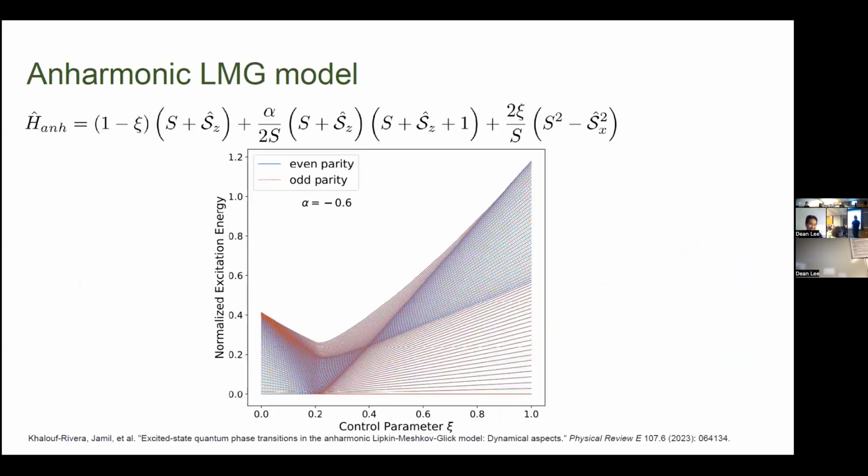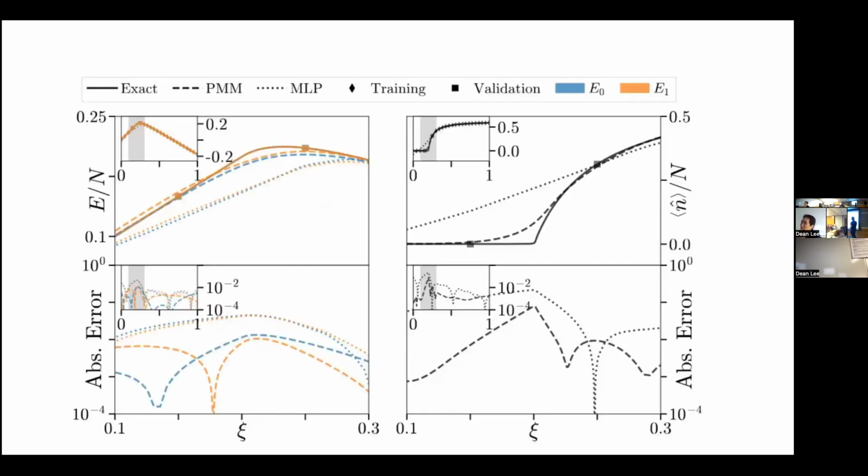To test on a harder problem, we took the anharmonic Lipkin model from this paper, where you have this anharmonic term alpha. In this figure, it's set to -0.6, and they varied it given this control parameter. So we took this Hamiltonian, took the ground state and first excited state, and fit a PMM and a multi-layer perceptron on those two states.